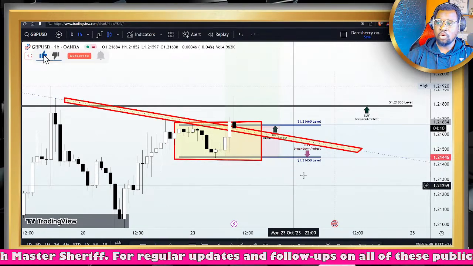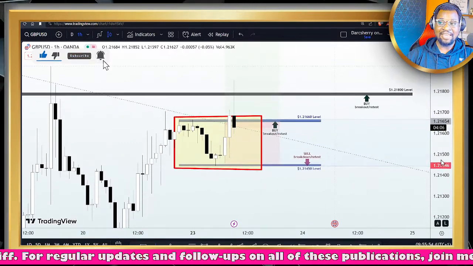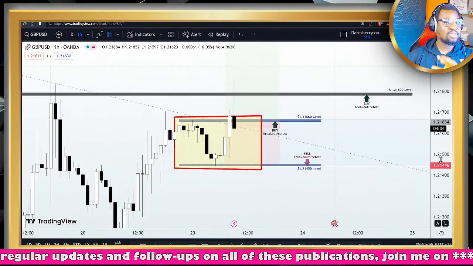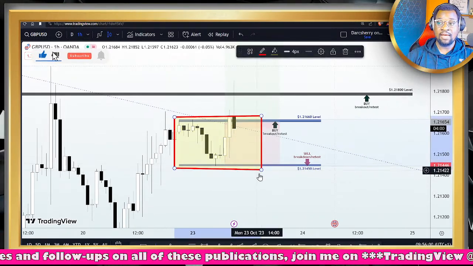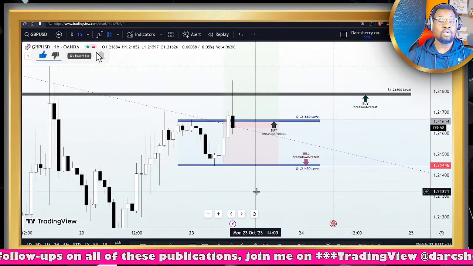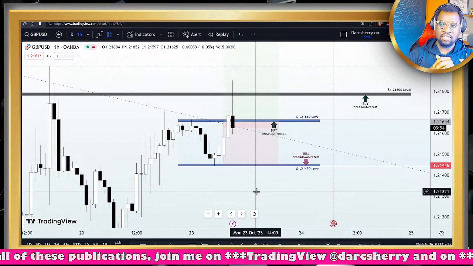So these are my views on the GBPUSD. Our center of focus today is basically between 1.21660 and 1.21450. So you do want to be marking out those levels on your chart, as we will be needing them as a reference point to guide our independent trading decisions.